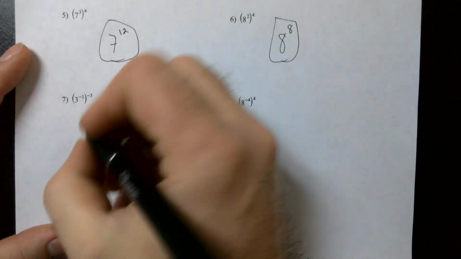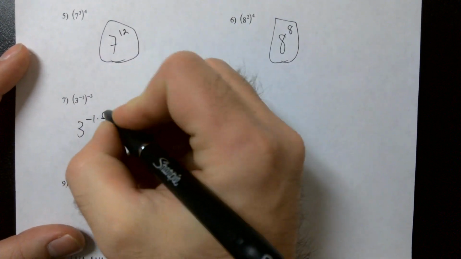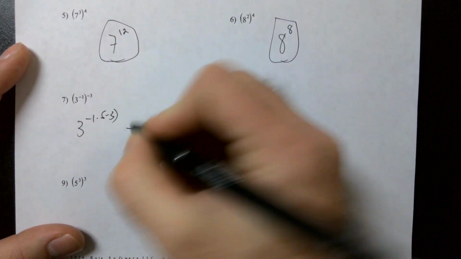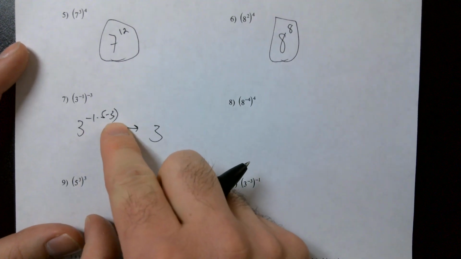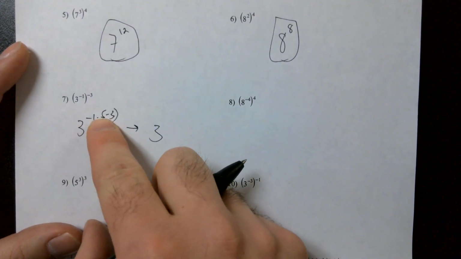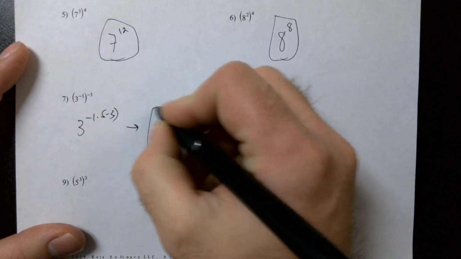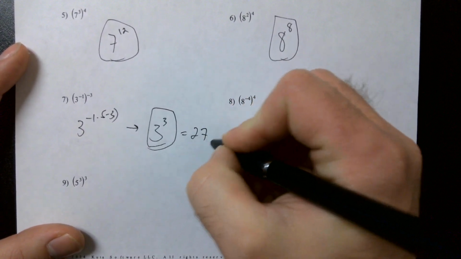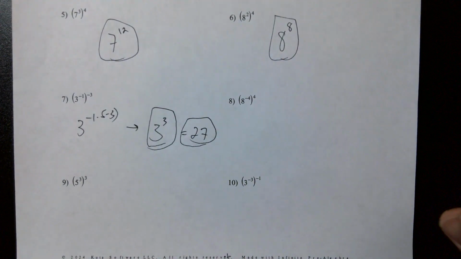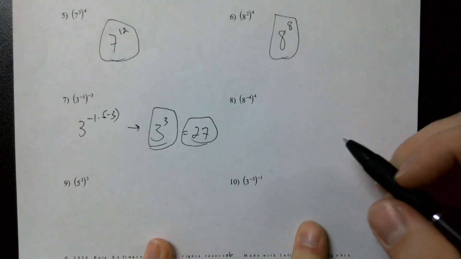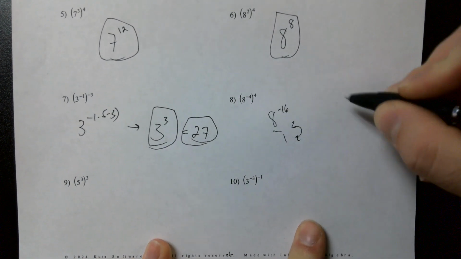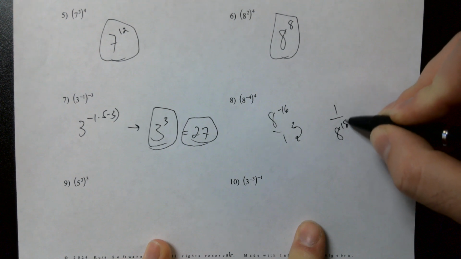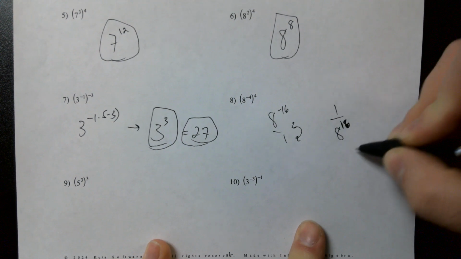7, what's negative 1 times negative 3? Well, what's 1 times 3? 3. And what's a negative times a negative? Positive. So it's just 3 to the 3rd, or 27. For number 8, we get 8 to the negative 16th. Put it over 1, flip it around. 1 over 8 to the 16th is our final simplified answer.